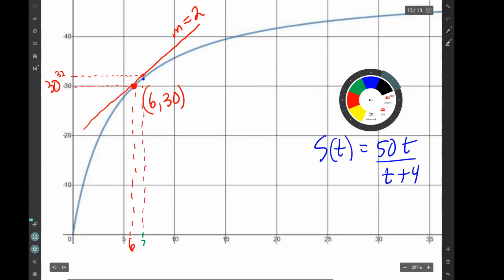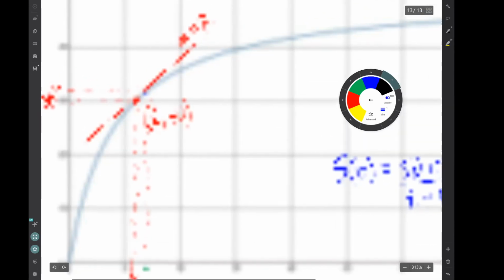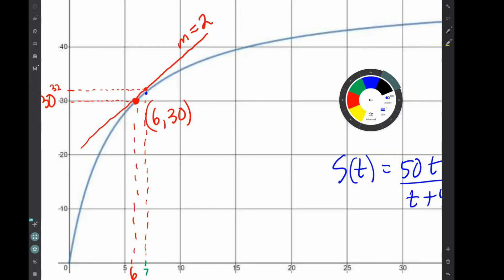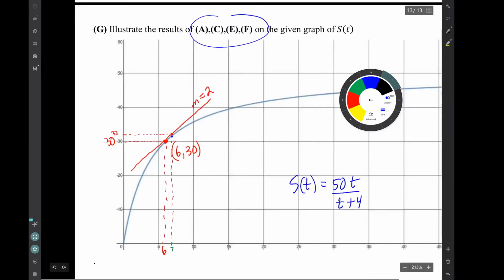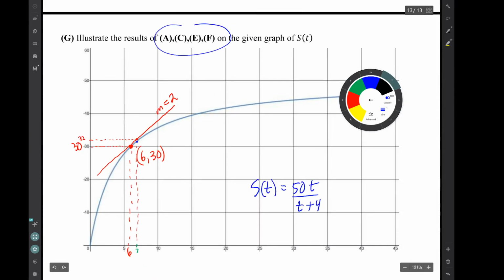So we have two t coordinates, t equals 6 and t equals 7, corresponding to two different y coordinates on that red tangent line. And you realize that that y coordinate of 32 is an approximation. The actual number of sales at time 7, you can see, would be a little bit lower because the graph is curving down. So we could compute that value if we wanted, but the graph would get a bit cluttered. That's how we illustrate the results of questions A, C, E.